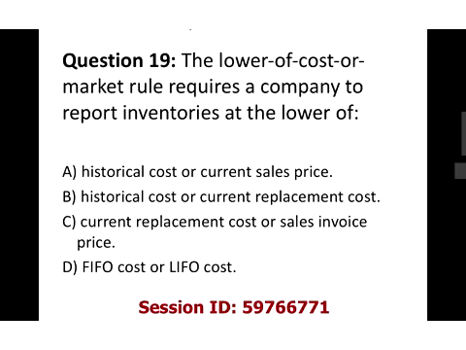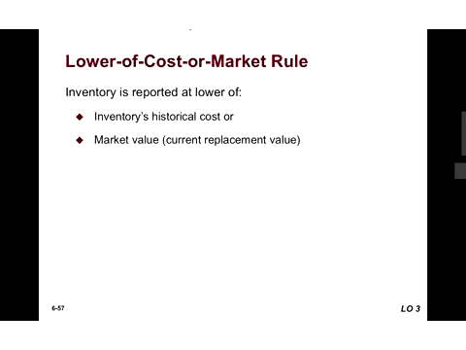Okay, so this question: the lower of cost or market rule requires the company to report inventories at the lower of what. So get your answer in. Again, it's been on the screen. Just pick the answer that matches up. Okay, when you're answering this question, we're looking for inventories reported at the lower of historical cost or current replacement value. That's what inventory is reported at, the lower of those two things. You need to know that.